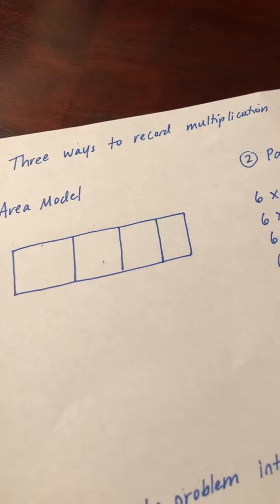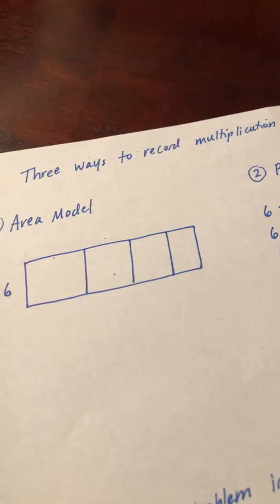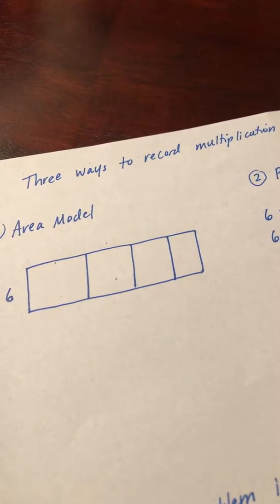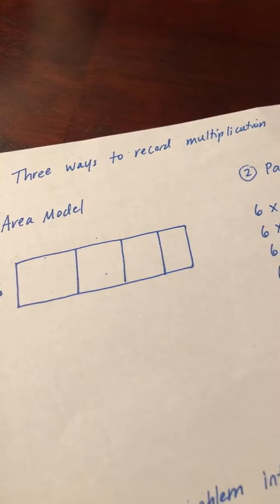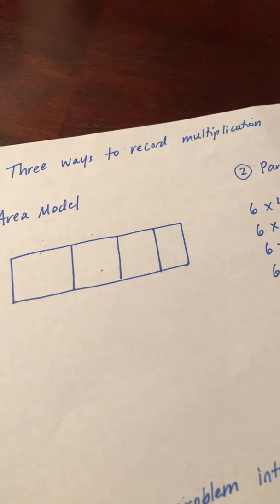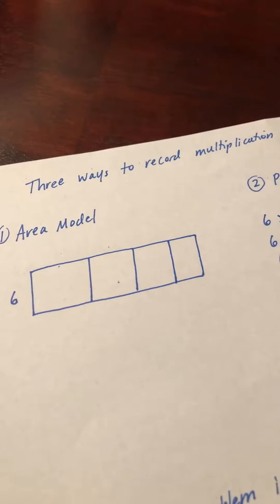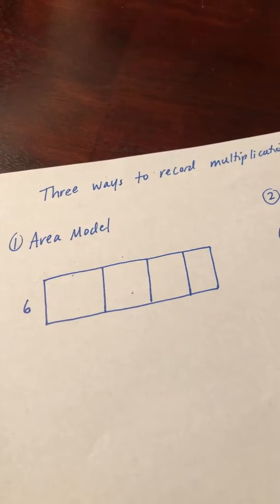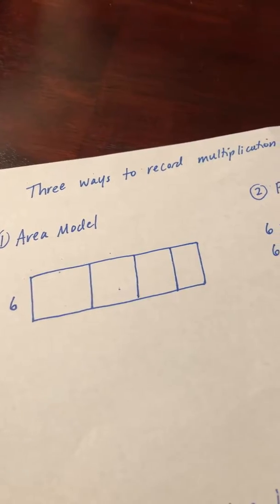Hi everybody, it's Mrs. Moran again, and I'm here to talk about the 3 ways we record multiplication. We've already learned all 3 of these ways, and we will spend this week reviewing them and spending more time specifically on the traditional regrouping algorithm. I'm going to show you these 3 strategies with the same problem so you can see their similarities and also their differences side by side.